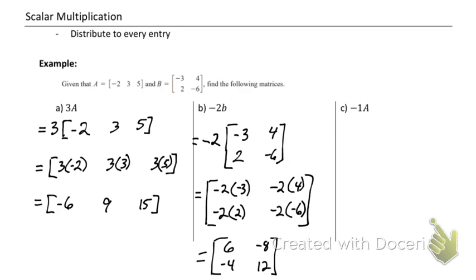The very last one is just distributing a negative into everything. It is our additive inverse. So we should just switch the signs of everything that's in matrix A. Let's not do all the steps. Let's just go. The opposite is 2, negative 3, negative 5.